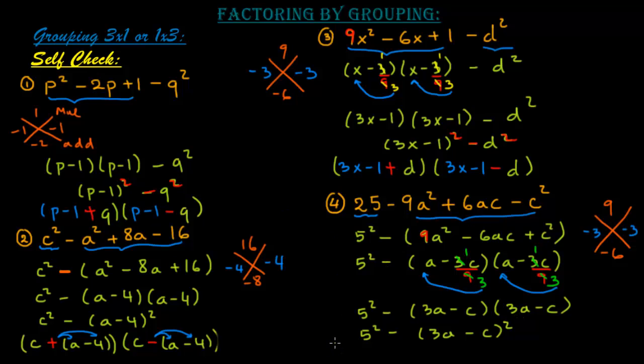We will have 5 plus the group 3a minus c inside parenthesis, and then we have another group, 5 minus 3a minus c, inside of another parenthesis. Then we distribute the positive and negative on both groups. You will have the final answer look like this. This would be a good amount of space.